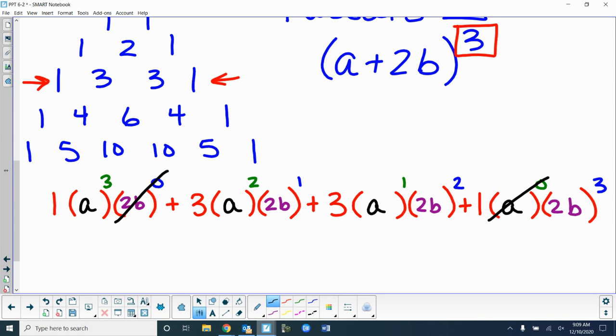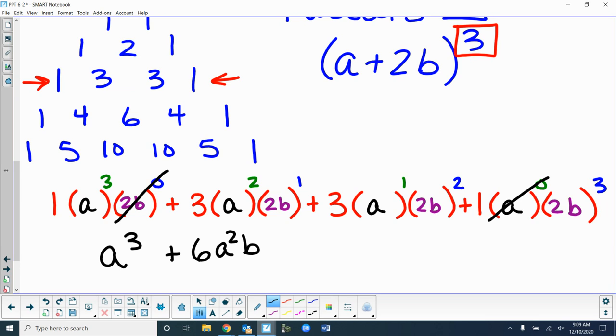So what's 1 times a cubed? A cubed, right? We'll just go back. So that's the first term. Okay, what's 3 times 2 to the first? 6. A to what power? Second. B to what power? First. Do we need to put the 1?